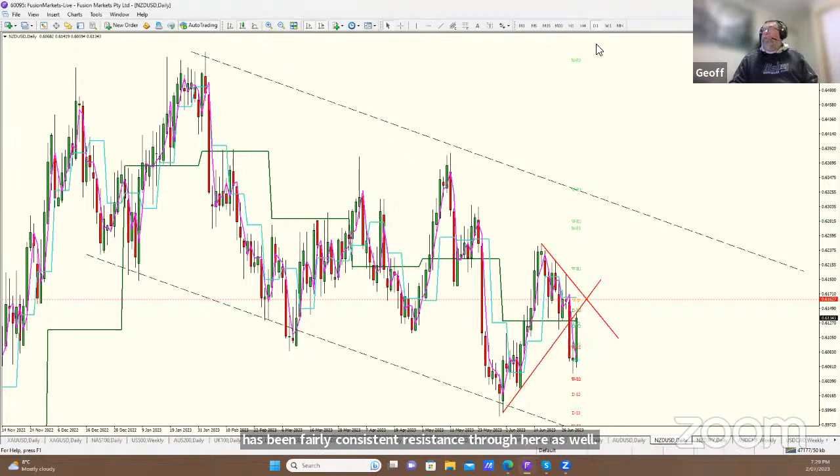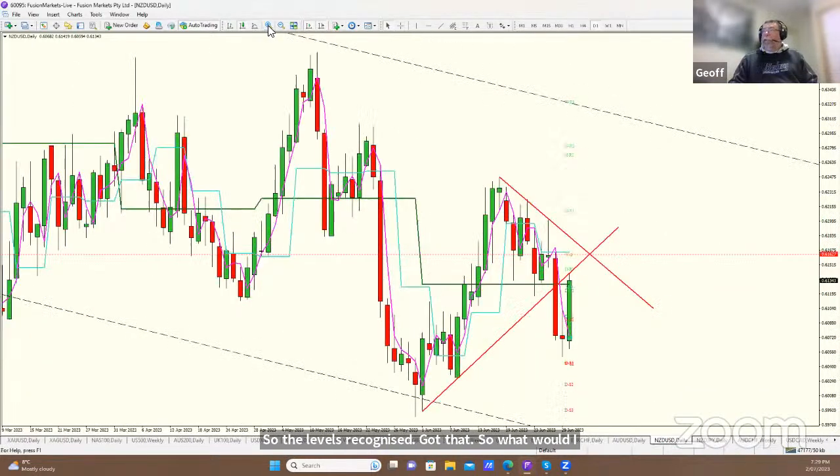So what would I prefer to do? Instead of trading into that resistance area, which is clear to me, how about we wait till it breaks and comes back and retests that confluence area? Beautiful. That's exactly what we're looking for, or what I'd be looking for. So on Kiwi versus the dollar, that's the way I want to play this.